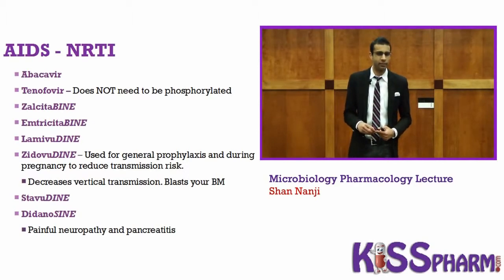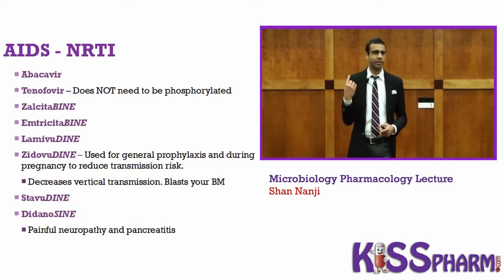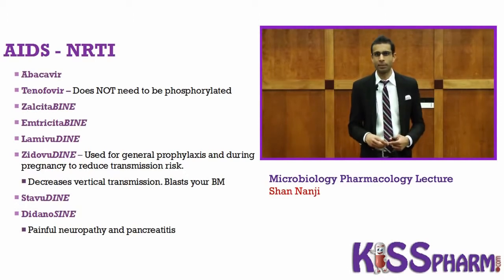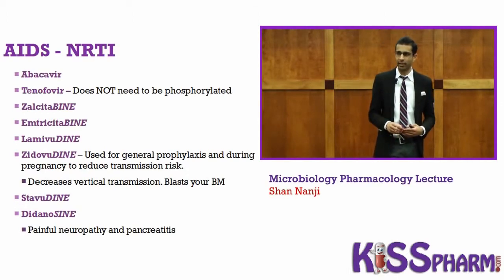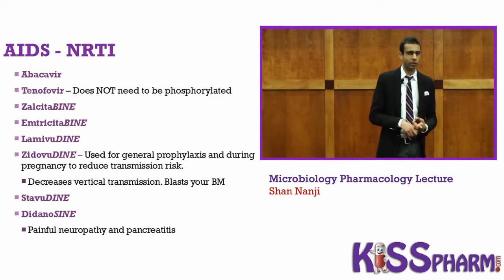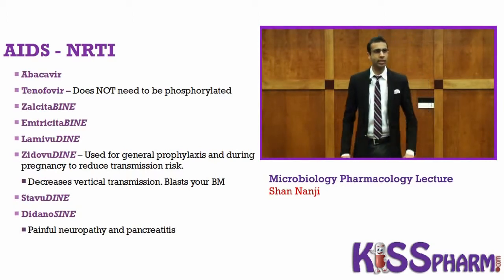Say didanosine. And didanosine, they're dying of pain because they have pancreatitis and peripheral neuropathy. They don't really die of pain, I just remember it that way. Okay, didanosine causes peripheral neuropathy, okay, painful neuropathy, sorry, as well as pancreatitis. So there's 3 drugs there that you should know.